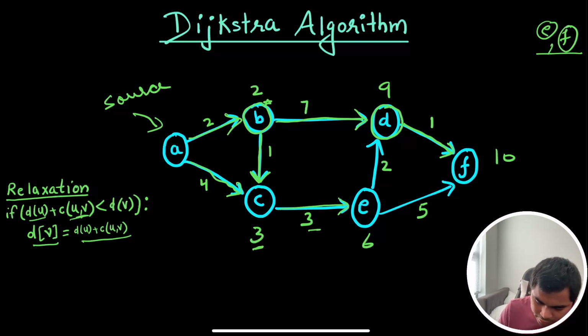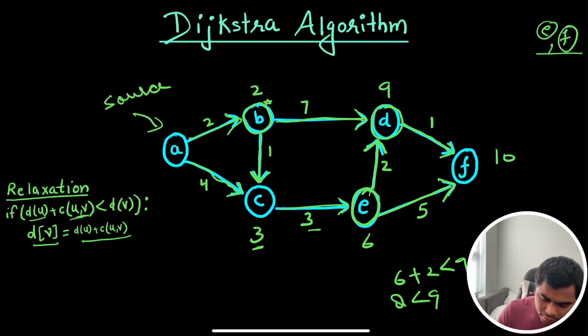Then let's pop the next element in our queue, which is E. Now from E there are two direct paths, E to D and E to F, so we're going to perform both relaxations here. Let's choose going from E to D. The distance to reach D from our source is 9, but 6 is the distance to reach E from A, so 6 plus 2 is less than 9, which is 8 is less than 9. So I'm going to update this 9 with 8. Then this is done. Now let's go to F.